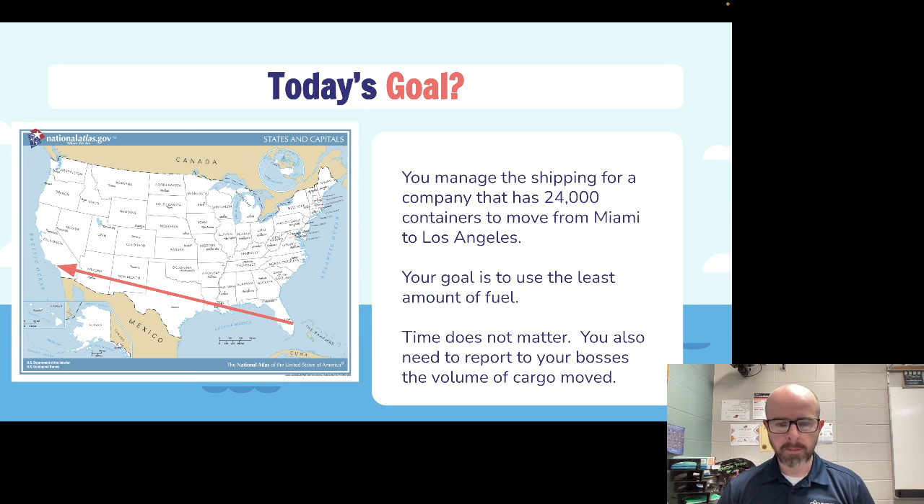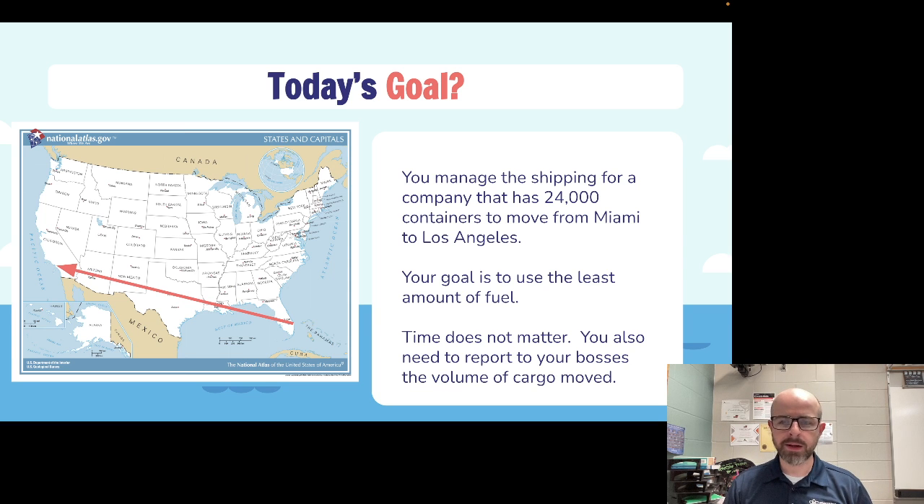Here we go. Your goal, you are the manager of a shipping company that needs to move 24,000 containers from Miami to Los Angeles. Now you might be like, 24,000? No way, Mr. D. That's a number no one would ever deal with. Wrong. It's a number people deal with all the time. 24,000 containers. Your goal is to use the least amount of fuel. Time does not matter. You also need to report to your bosses the amount of volume of cargo you moved.